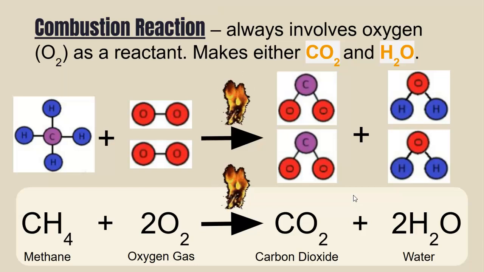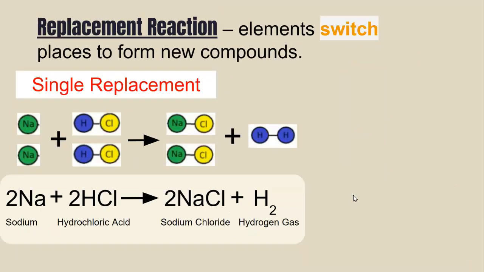Combustion reactions always involve oxygen as a reactant. It needs that oxygen in order to combust. And it's always going to make either CO2 or H2O. And in some cases, it's going to make both CO2 and H2O. So here we have the example of CH4 plus O2 makes CO2 plus H2O. So again, oxygen on the left, CO2 or H2O, or sometimes both, on the right.